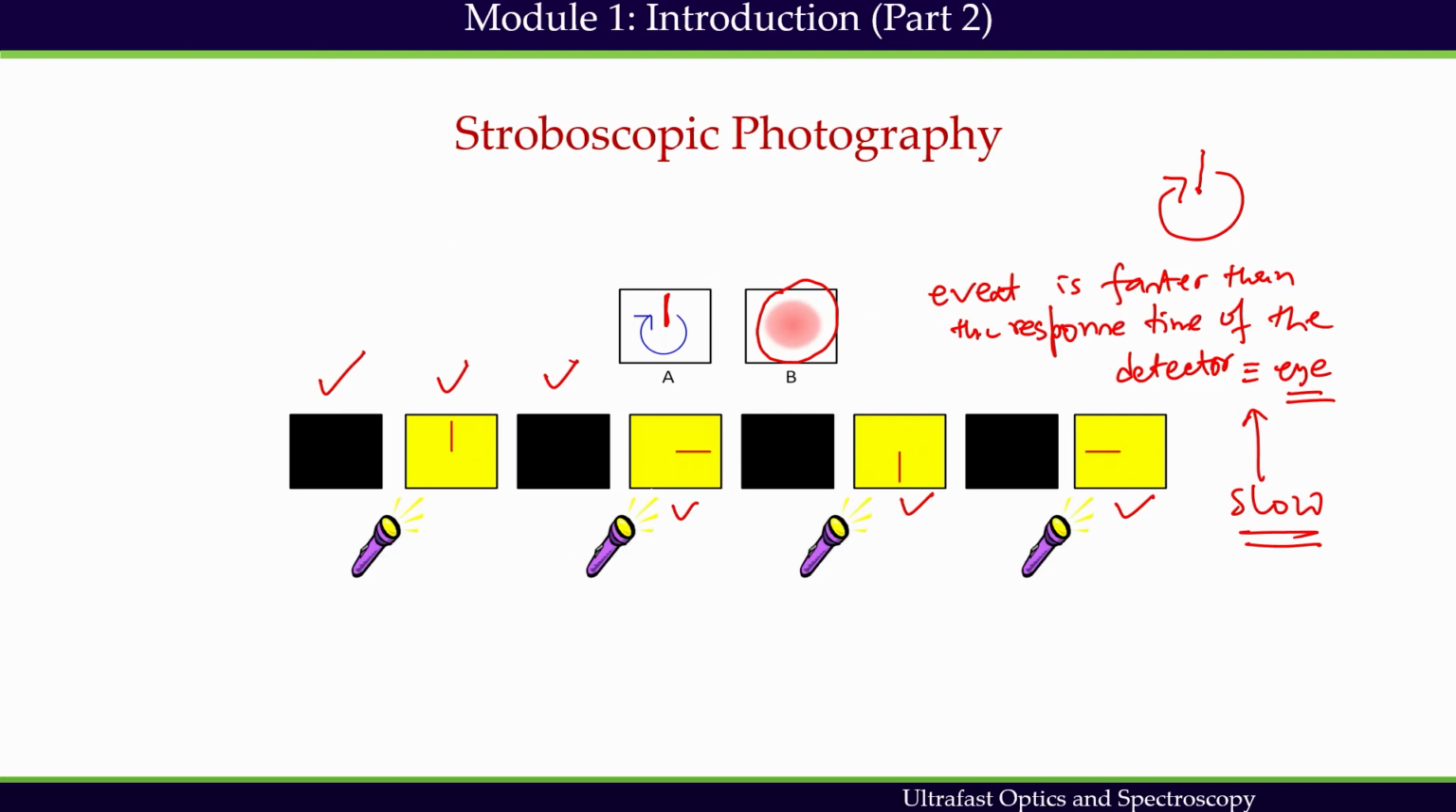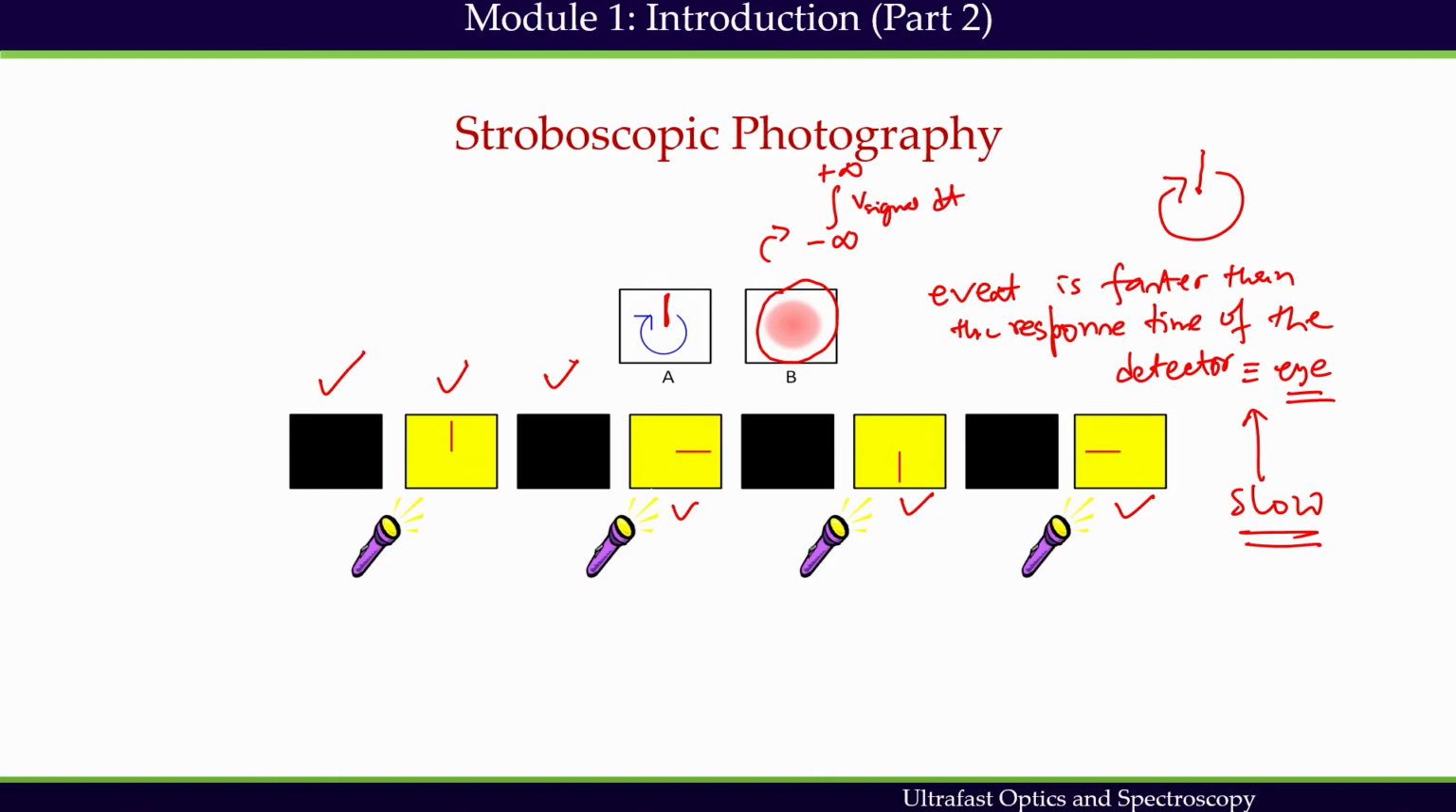So, a bare eye captures only a blur image. Mathematically, it is called time average signal. So, when I capture a blur image with a slow detector, I am just capturing the integral from minus infinity to plus infinity of V signal dt. Over the time, I am just integrating the whole signal, and whatever I am seeing is depicted here in frame B.